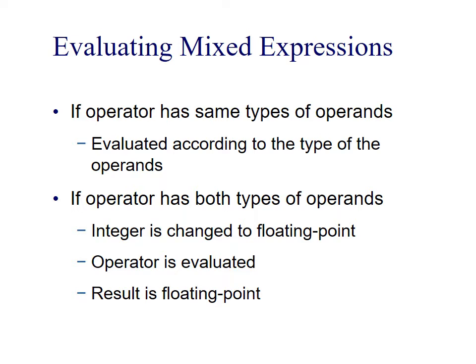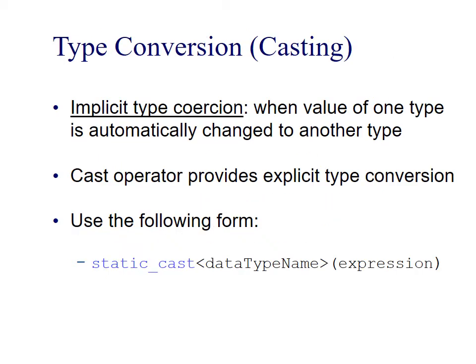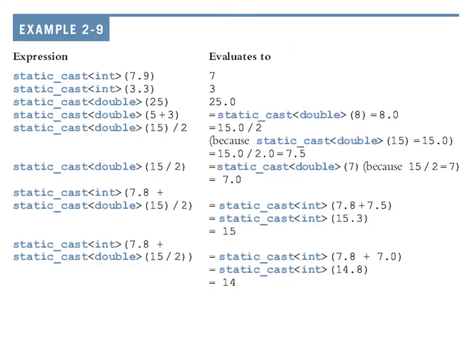So in C++, sometimes we have to change from one data type to another data type. That's called casting. Implicit type coercion means when the value of one type is automatically changed to another type. That's called implicit. The cast operator provides explicit type conversion, which we write like this: static_cast, then in less than and greater than signs we give the data type, and then the expression. So these are some of the expressions and evaluations.